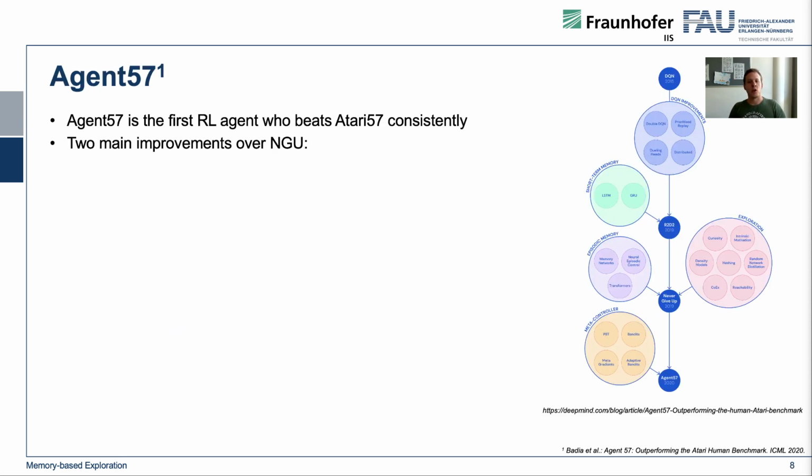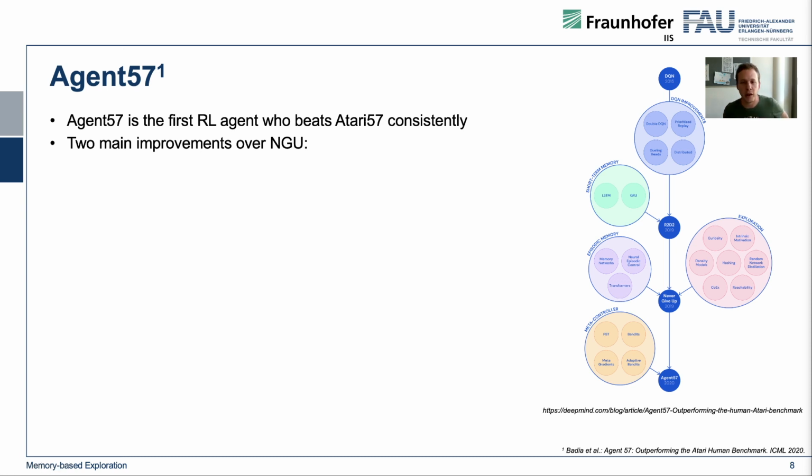There was also some follow-up work on top of that. The follow-up work is called Agent57. Agent57 is from a paper from last year. It's the first RL agent that consistently beats the Atari 57 suite. This is also why it is called Agent57, which refers to the 57 games of the Atari suite, where they also provided a human benchmark.